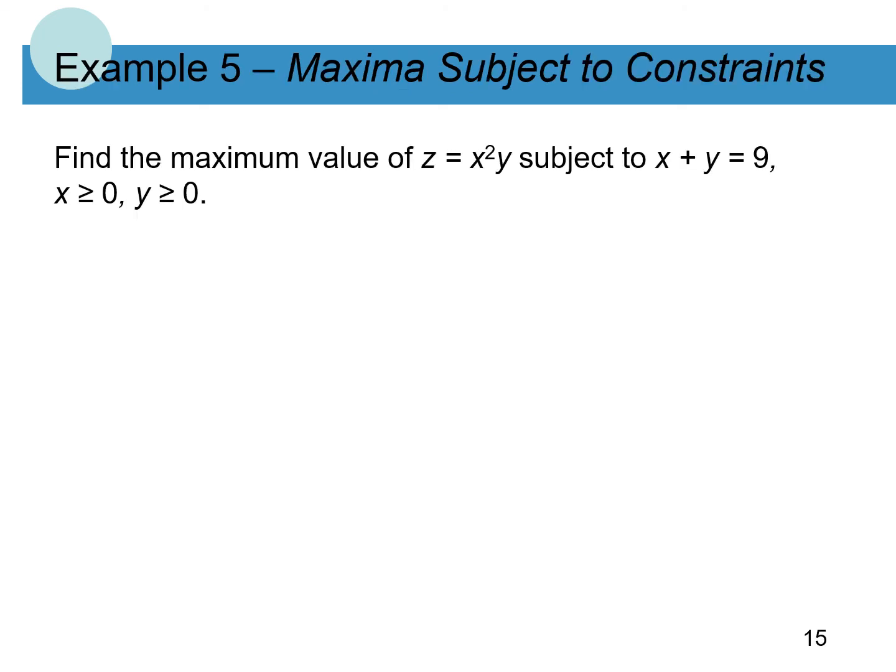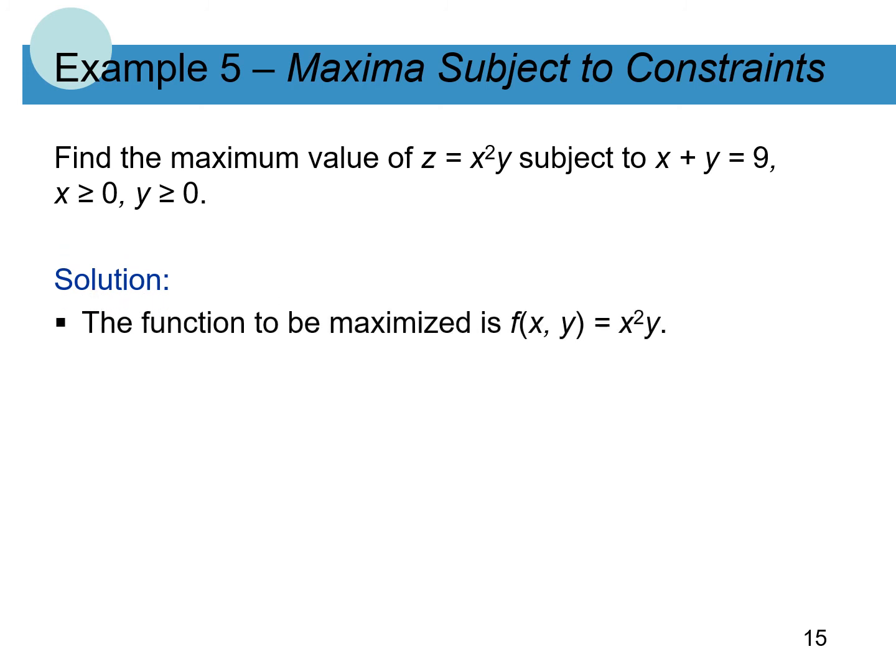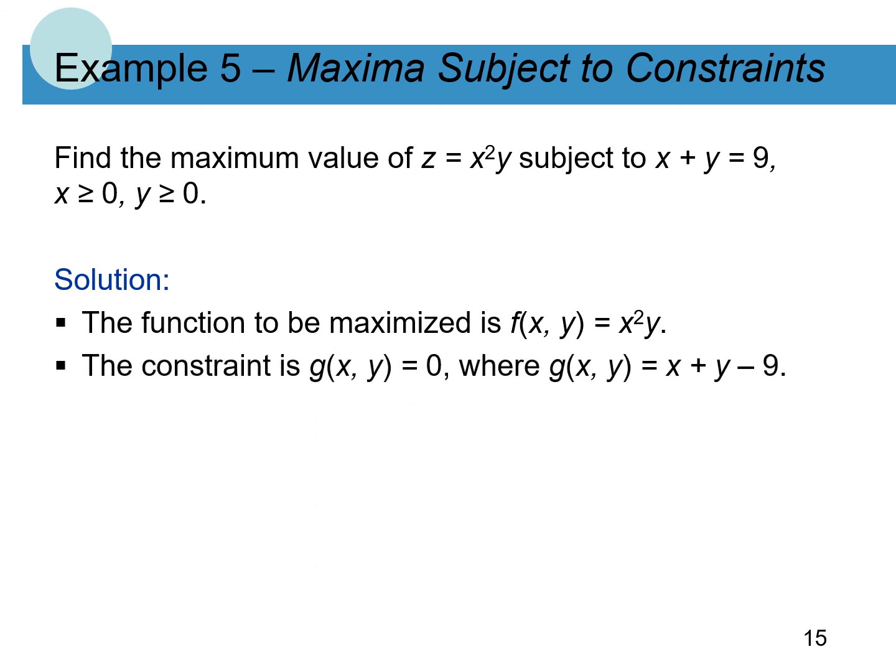Okay, for example, find the maximum value of z equal to x squared y subject to x plus y equal to 9, where x is greater than or equal to 0, y is greater than or equal to 0. Therefore, for the solution, the function to be maximized is f of x, y equal to x squared y. Then the constraint function is given by g of x, y equal to 0. Therefore, we have x plus y minus 9 as the constraint function.